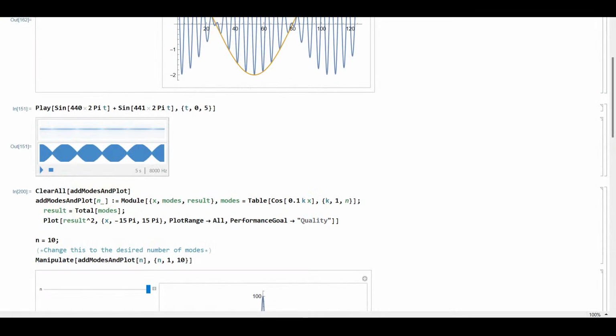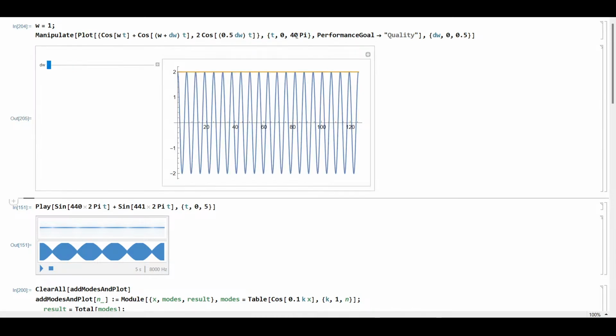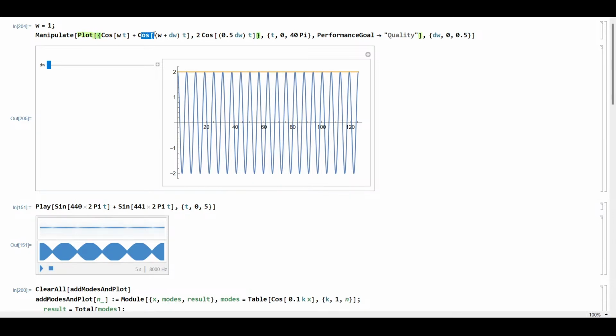I hope my Mathematica screen is visible to all of you. Let me run this once again and show you what is happening. I am taking two waves. The first one is cos omega t. The second one is cos (omega plus d omega) t. And I am varying my d omega. So d omega goes from 0 to 0.5, which is a very small number. My original frequency is 1, so I am going from 0 to 0.5 and varying this frequency difference. This d omega is nothing but the frequency difference between these two waves. The first wave has frequency omega, the second wave has frequency omega plus d omega. Also, I am plotting this function.